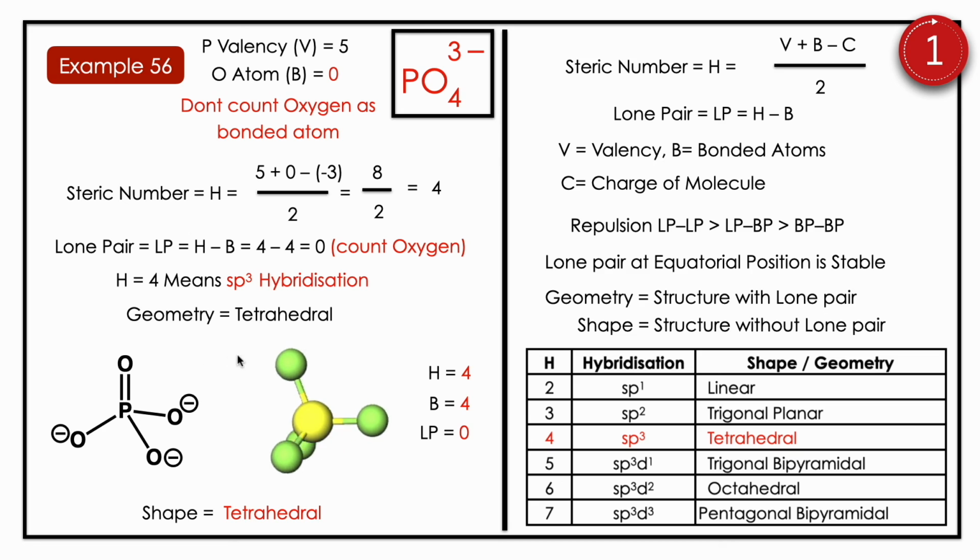So H4 means sp3 hybridization. Since there is no lone pair, geometry and shape will be same. So PO4 3 minus shape is tetrahedral.